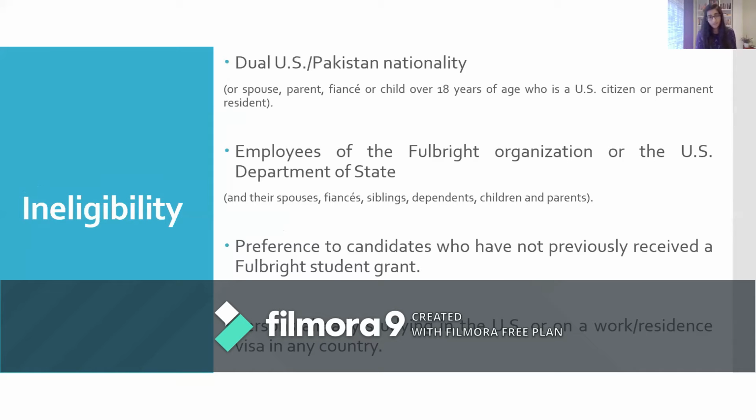Now, the ineligible people. If you have dual nationality, which is US and Pakistan, you're not eligible to apply for the scholarship. If your spouse, your parent, your fiance, or anyone is a US citizen, that's also when you cannot apply. If you, or your spouse or sibling, is an employee of the Fulbright organization, again, you cannot apply for this scholarship. Preference is given to those who have not received the grant before. There are cases where you can, but it's given to those who haven't had the experience to go and study abroad.